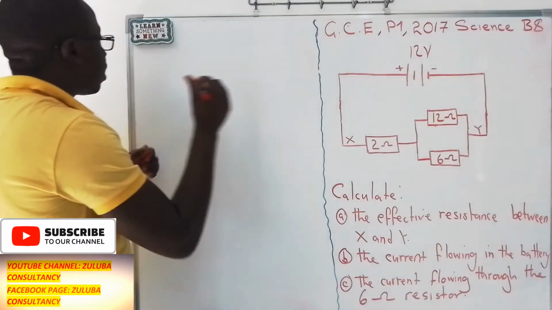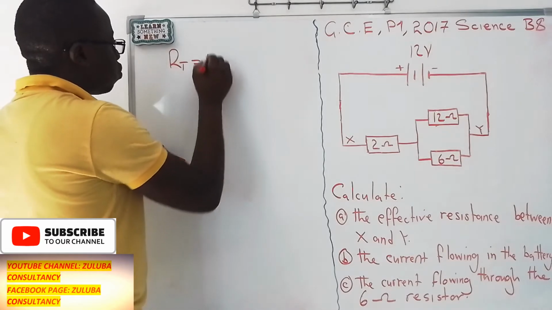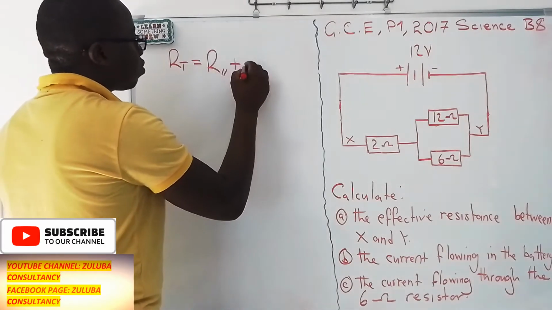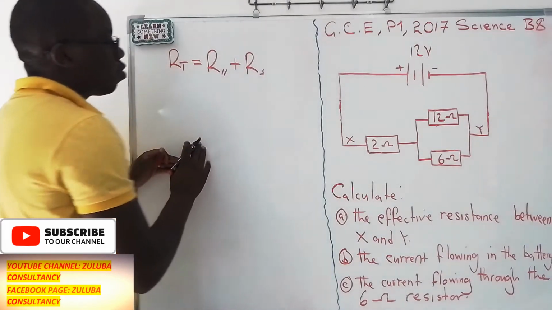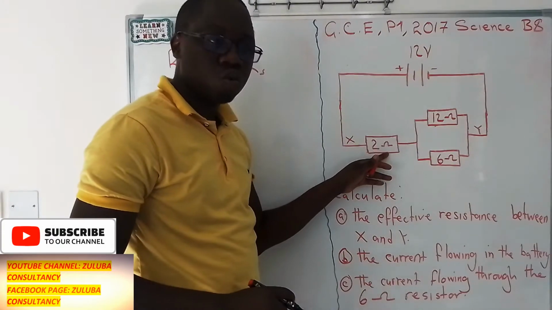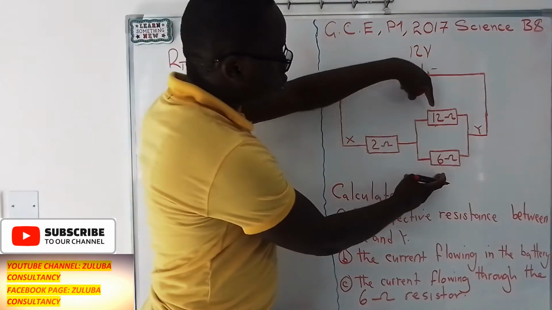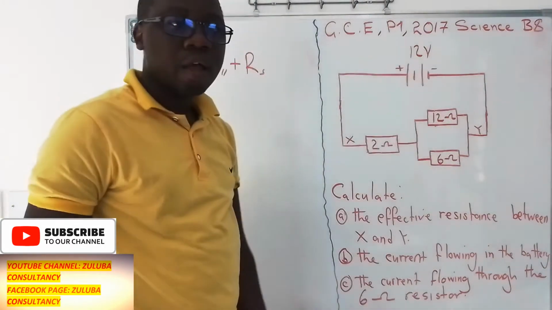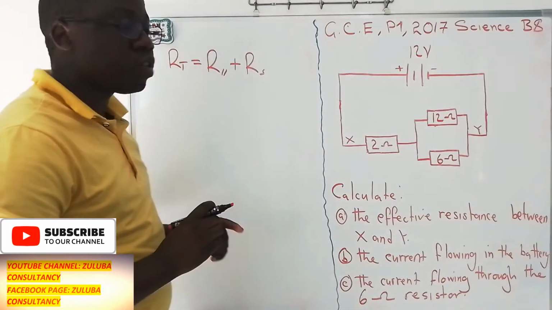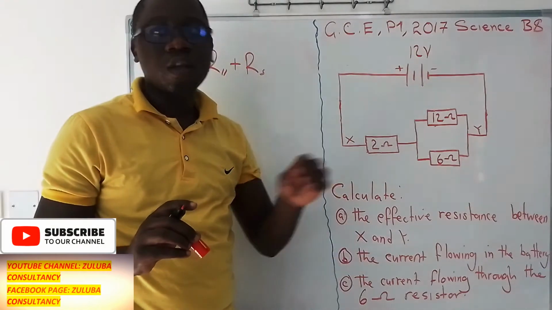So what are we simply saying? We are saying the total resistance is equal to the parallel resistance plus the resistance in series. So the resistance in series, we already have it. It is 2 ohms. The resistance in parallel, we need to resolve these two resistors. So we need to apply the concept of finding resistance in parallel circuits.